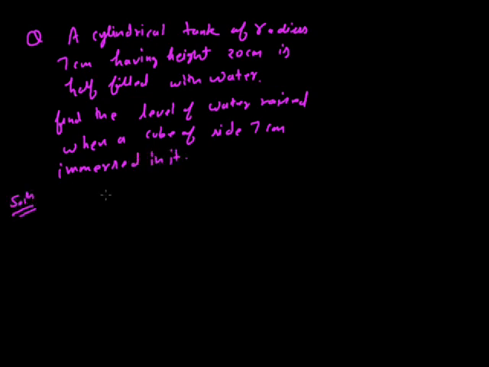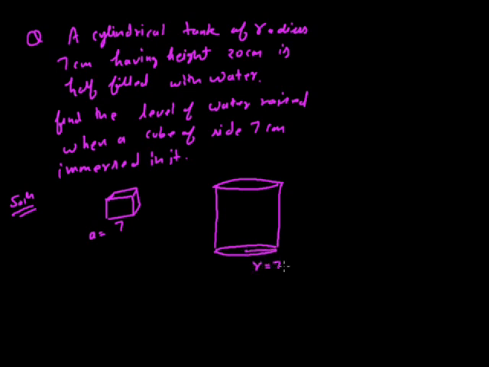So what we have is given a cube. Let's say this is a cube of side 7. Let's say A is equal to 7. Now we have a cylinder. This cylinder has a radius 7, and it is half filled with water, having a height 20 centimeter. Now it is half filled. Up to this level it is filled, so that is 10 centimeter. It is filled to a height of 10 centimeter.